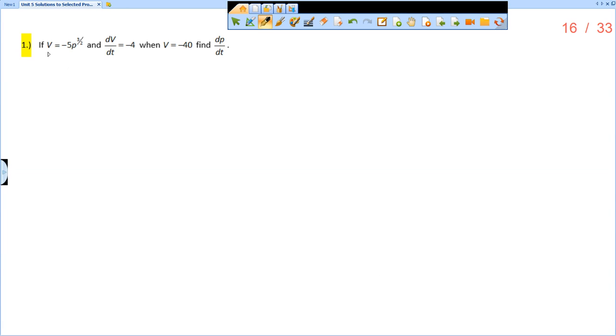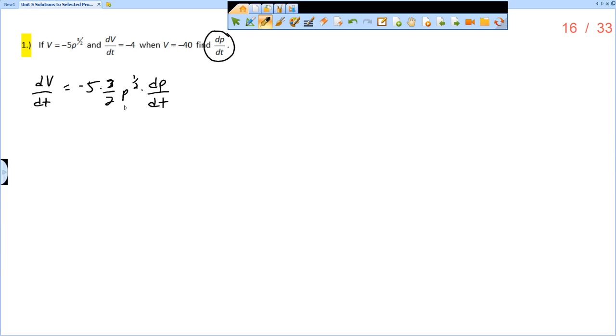If we're going to do this, what we need to do is take the derivative with respect to time. So the derivative of v is dv/dt, of course, equals, now I've got the negative 5 times p to the 3 halves. The derivative of p to the 3 halves would be 3 halves p to the 1 half times the derivative of p, which would be dp/dt. Now, it says to find dp/dt, so we want to solve for that.